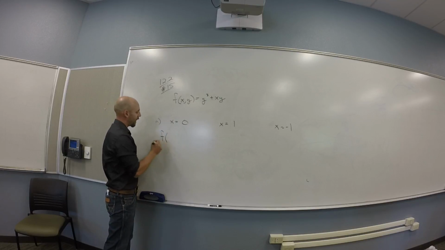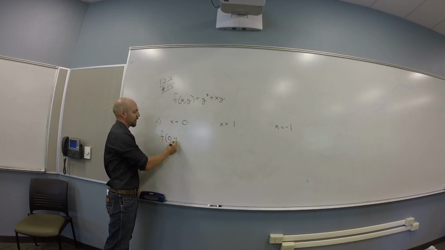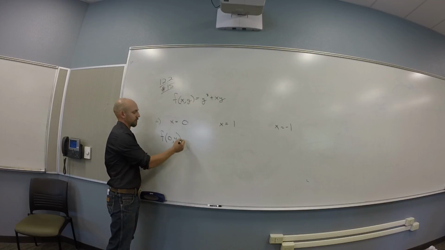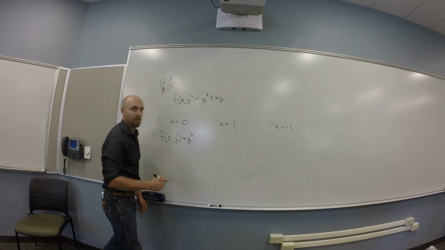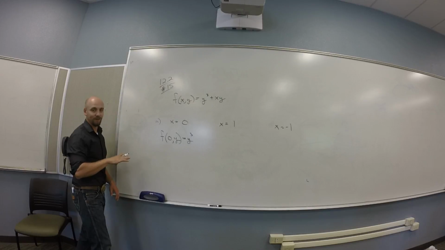So if x is 0, that means I'm doing f of 0 and y, right? So you just plug 0 in for x. What do you get? Y cubed. You get y cubed. Okay, so that tells, and I'm going to try to put this together off on the side, and I'm not sure it's going to go well.